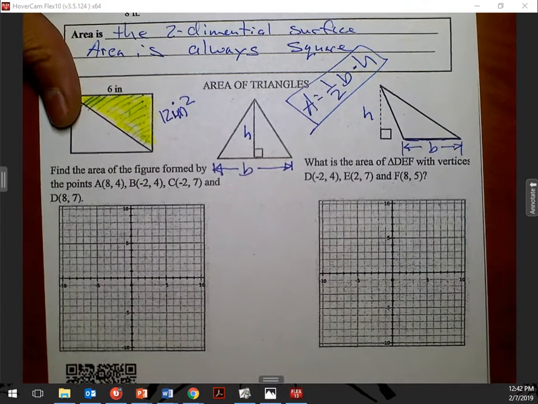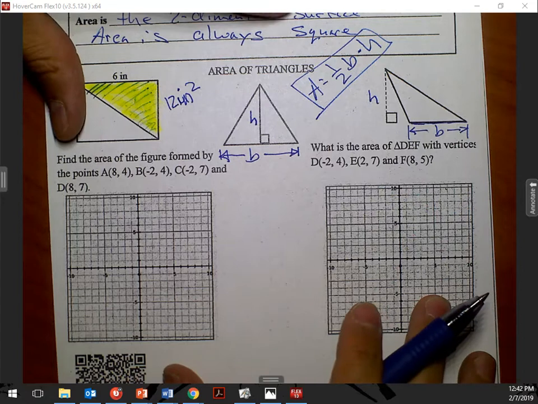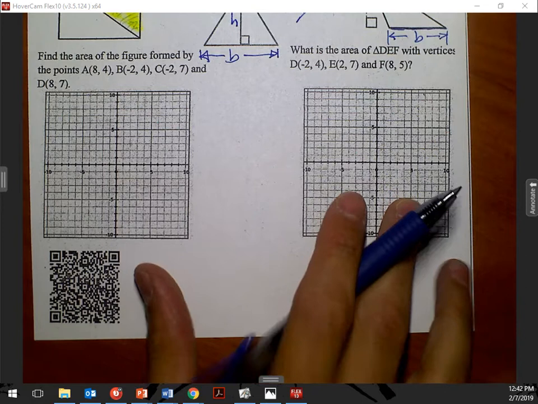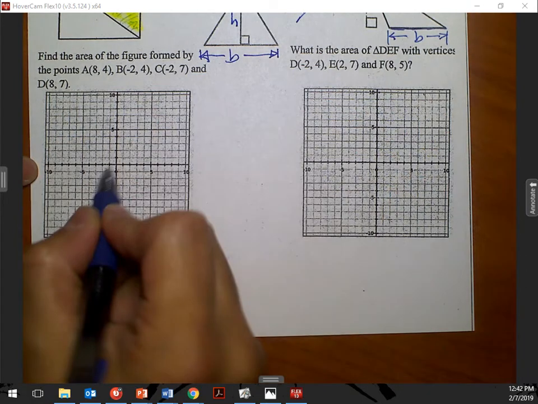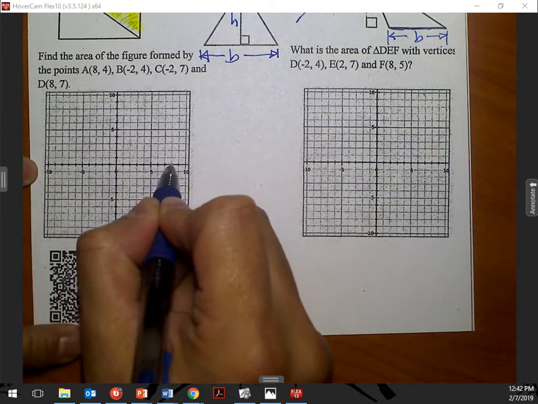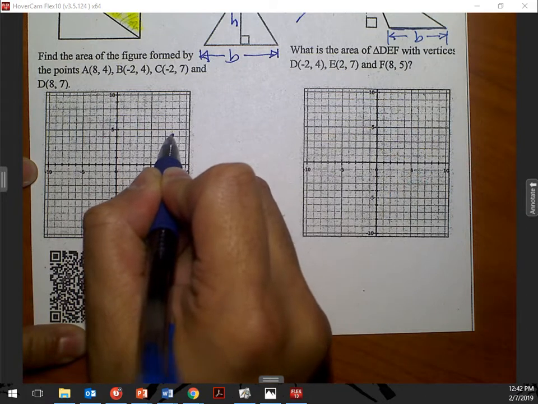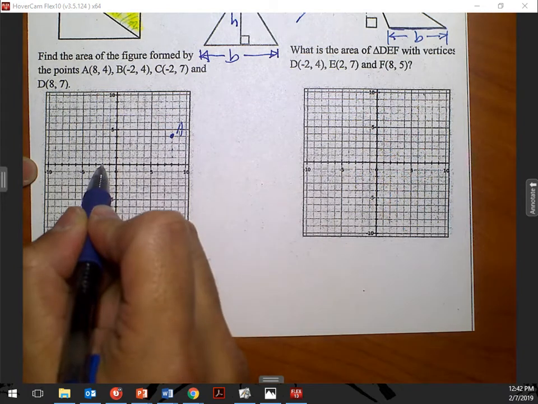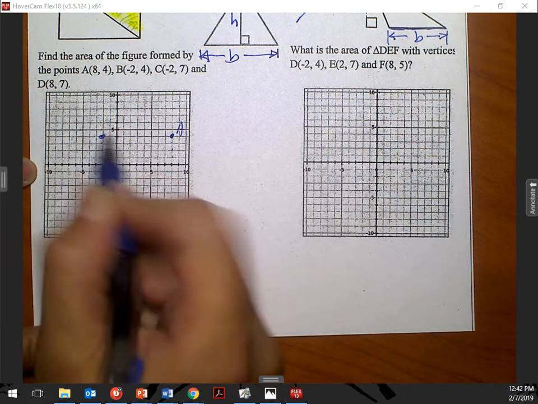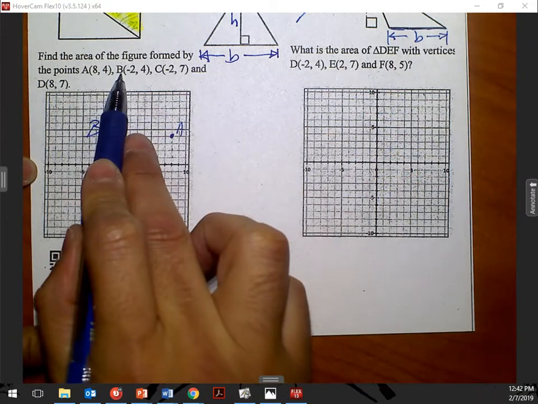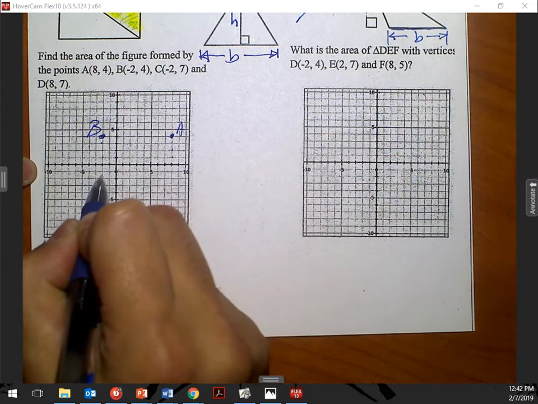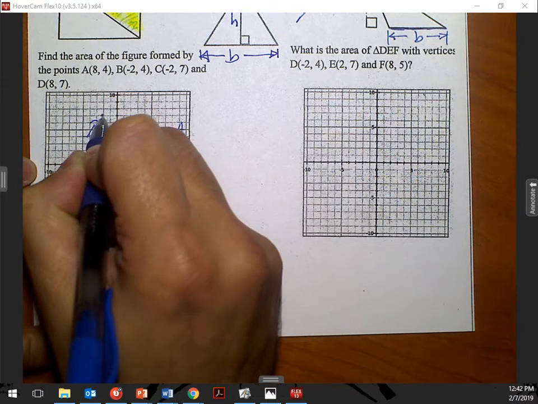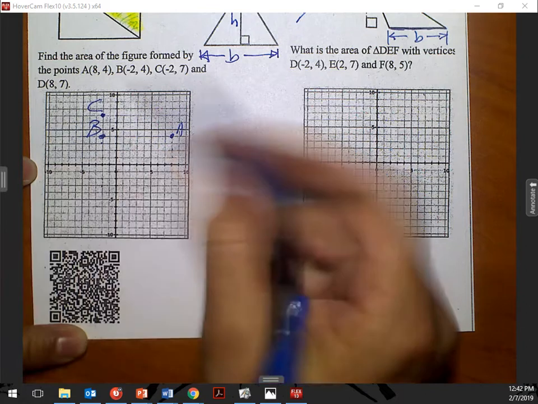All right, you guys ready? So this next thing, we're gonna do it on a coordinate grid. So we need to go through and actually put our points where they go. That means you actually need to know how to do this. 8, 4. So 8, 6, 7, 8, 1, 2, 3, 4. That one's gonna be A. -2, 4. 1, 2, 3, 4. B. C is at -2, 7. Oh, 7. 6, 7. There's C. And D is at 8, 7.